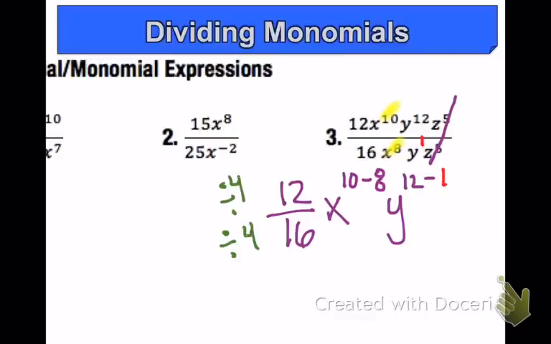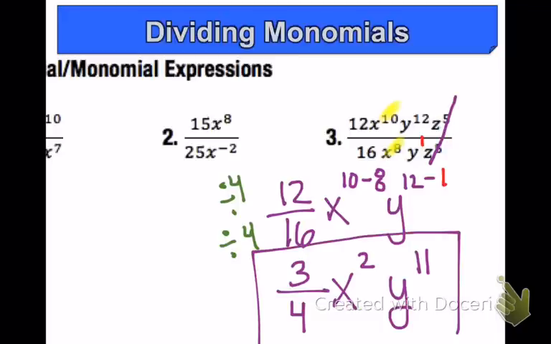And that is going to give me a 3 on the numerator and a 4 on the denominator. 12 divided by 4 is 3. 16 divided by 4 is 4. My x value is going to be 10 minus 8. My power is going to be 2. For my y variable, I'm going to have 12 minus that invisible 1. It's going to give me y to the 11th power. This gives me my final answer. Let's move on to the next slide.